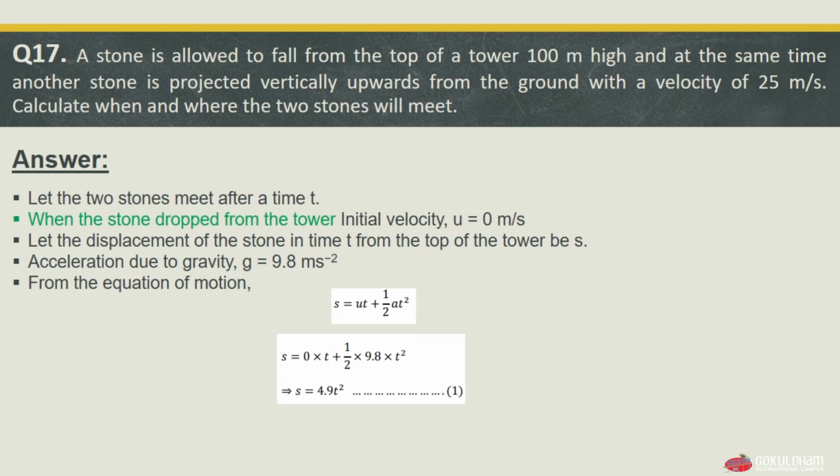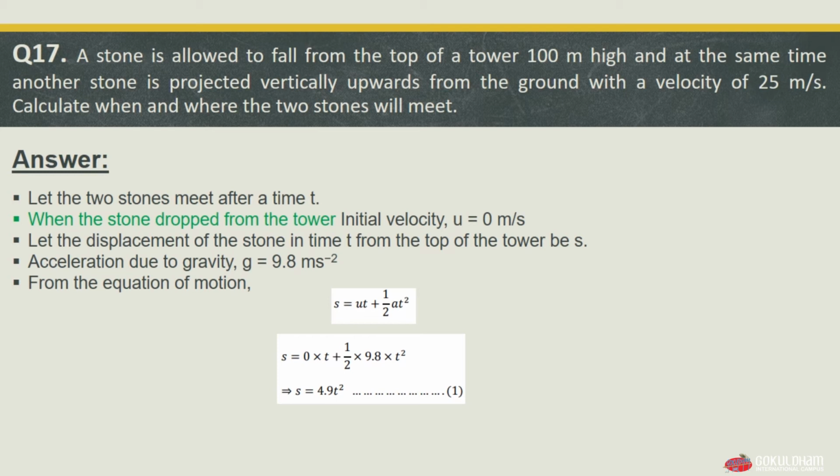Let the two stones meet after a time t. Say t is our assumption, that we assume that our stones meet after a time t. When the stone is dropped from the tower, the initial velocity of that stone is 0 meter per second. Let the displacement of the stone in time t from the top of the tower be s, and acceleration due to gravity g is 9.8 meter per second square.